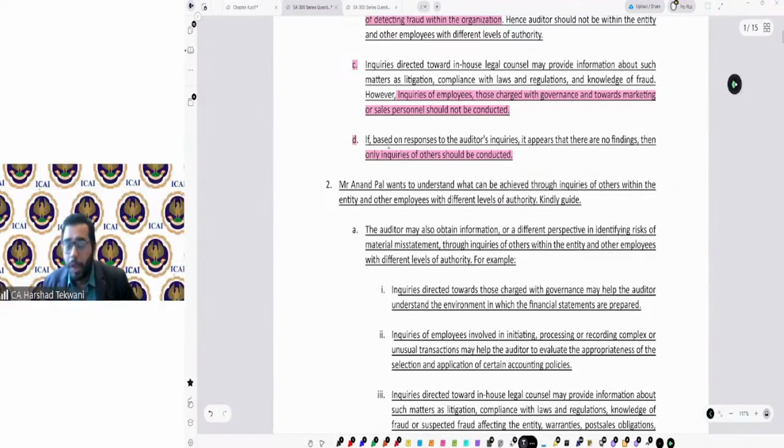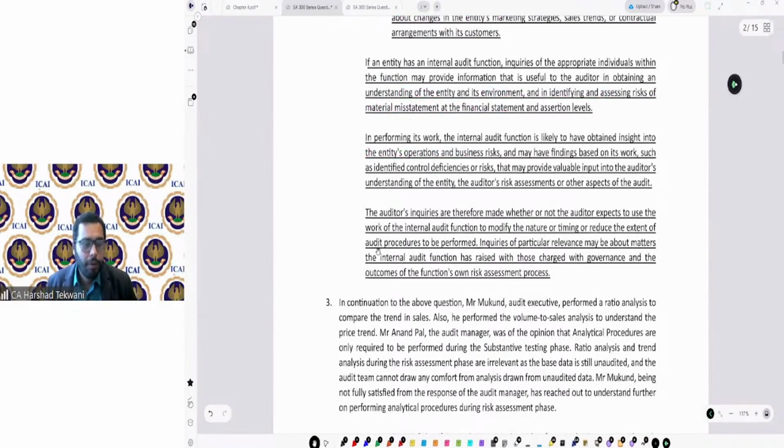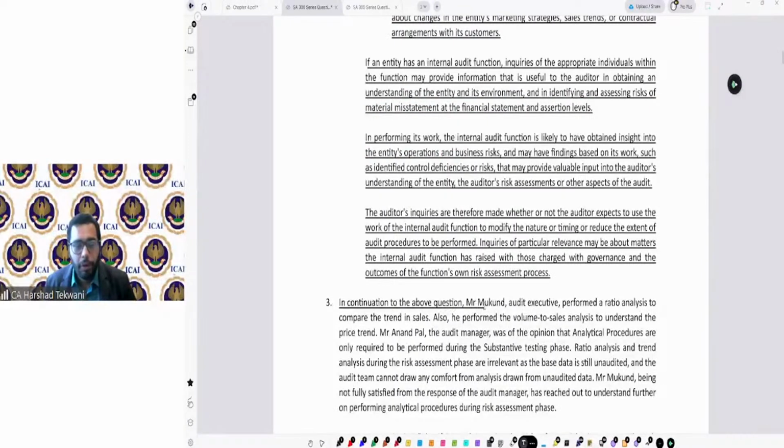Okay, good. So let's proceed further and see one more question. In continuation to the above question, Mr. Mukund, an audit executive, performed a ratio analysis to compare the trends in sales. Also, he performed the volume to sales analysis to understand the price growth.